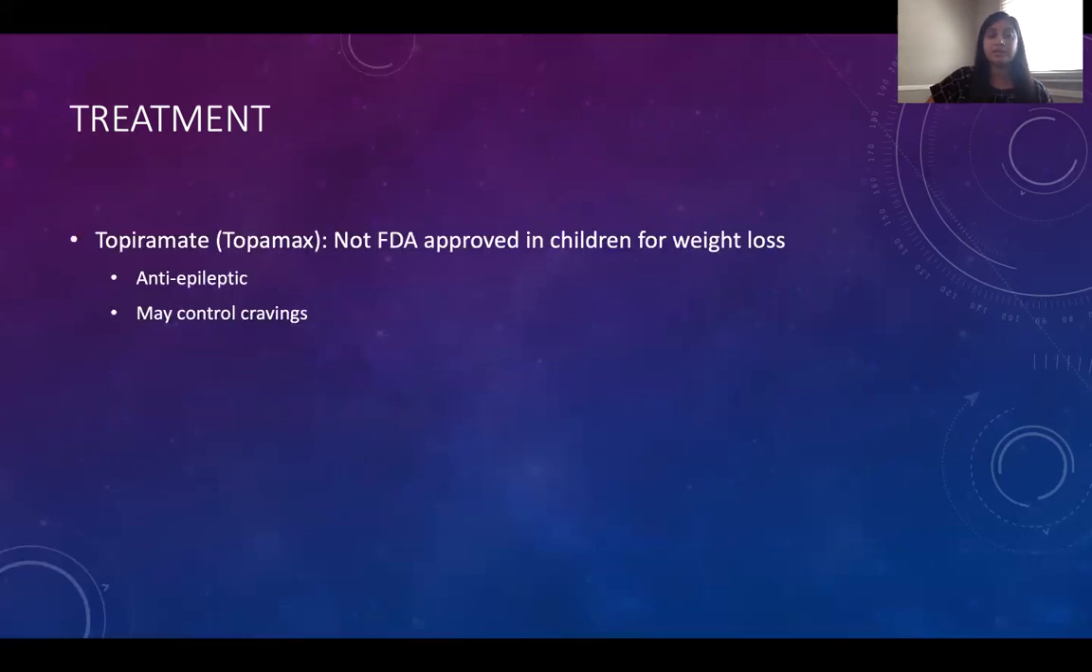Another medication is called topiramate, commonly known as Topamax, also not FDA approved for children to lose weight. It is an anti-epileptic and also used for chronic headaches, and it may control cravings. So again, if you think about a patient that has epilepsy or is complaining of chronic migraines, things like that, Topamax may be something that you can use for multiple reasons.